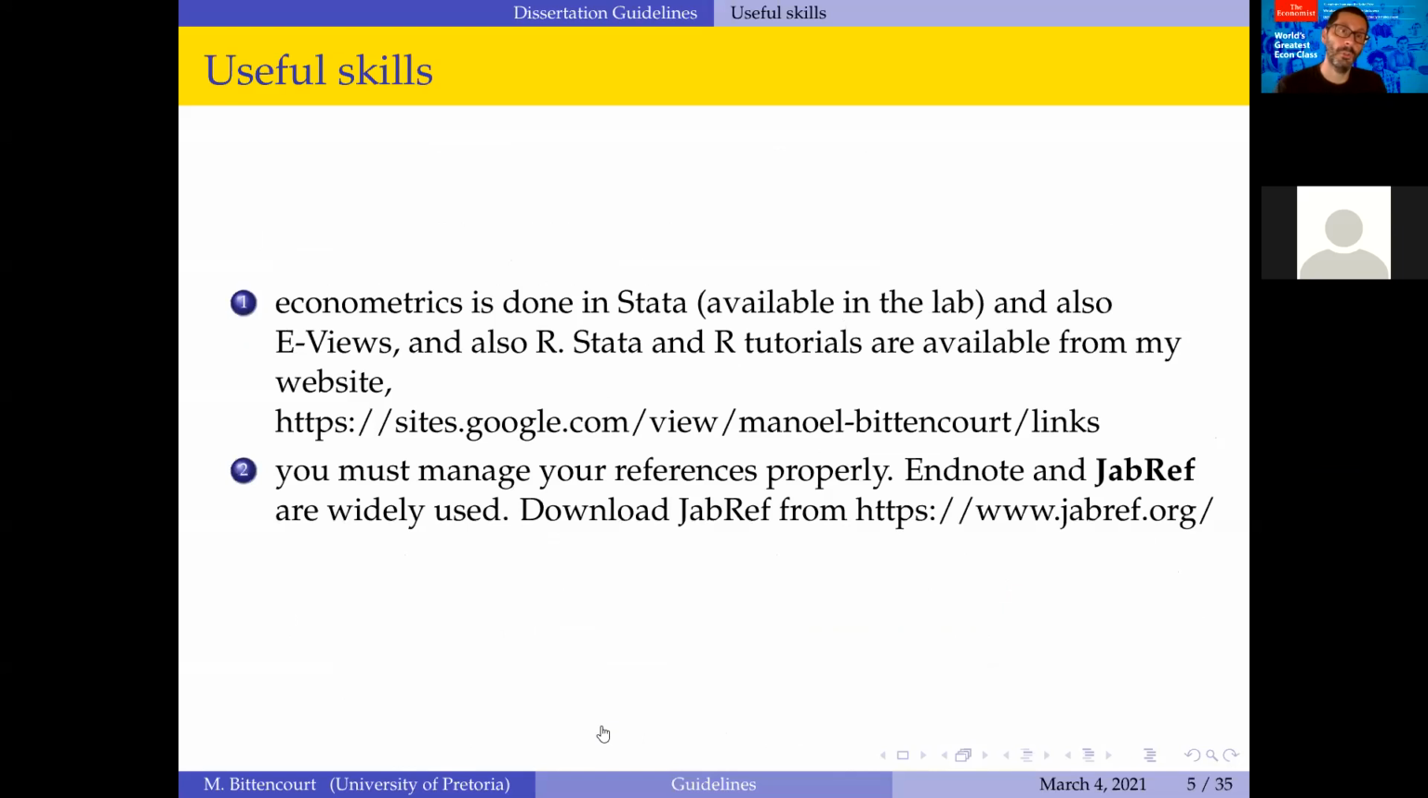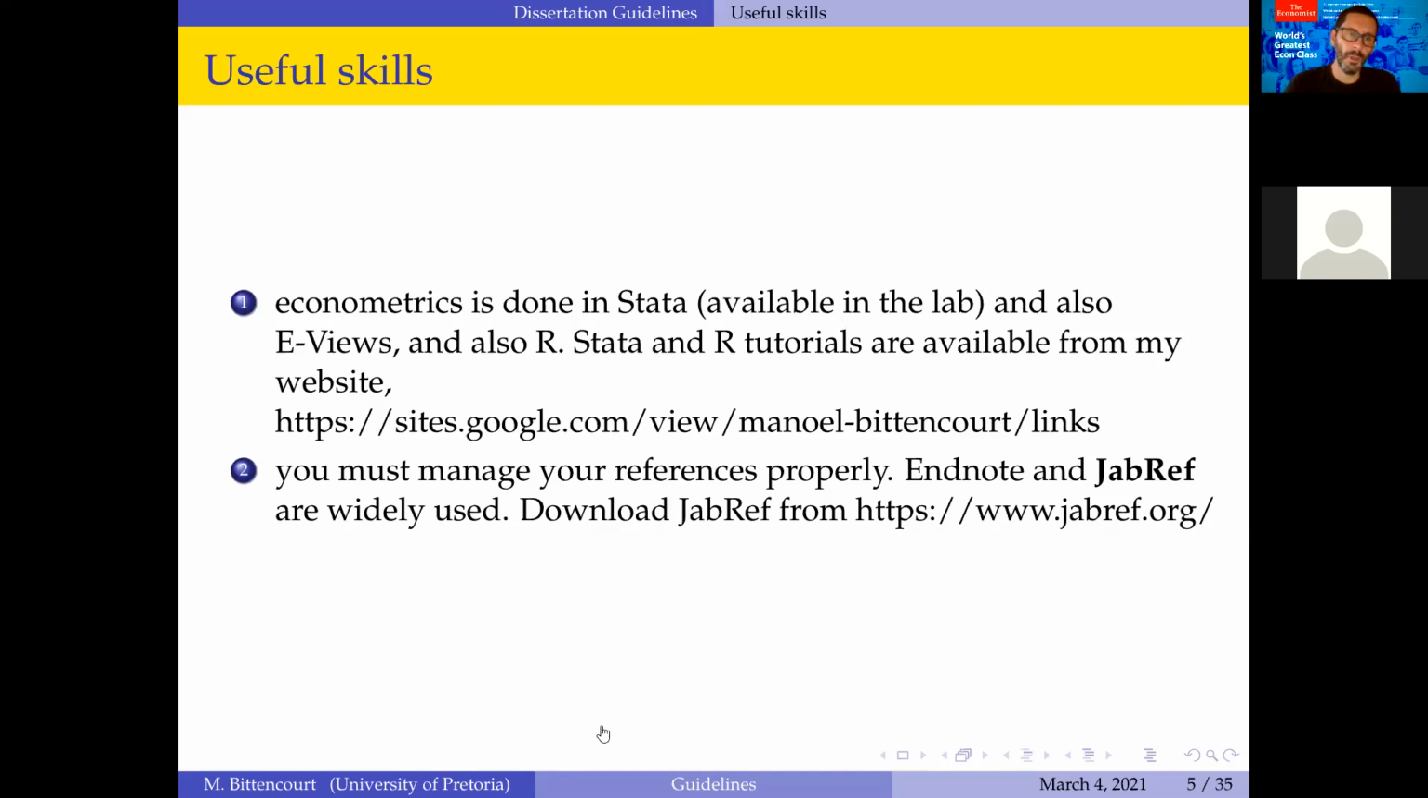What else in terms of useful skills will you be acquiring this year? Well, folks, once you have your data set, you have to model your data. You have to do some analysis, run some regressions and plot some graphs. That is usually done in Stata, which is available from our lab on campus.